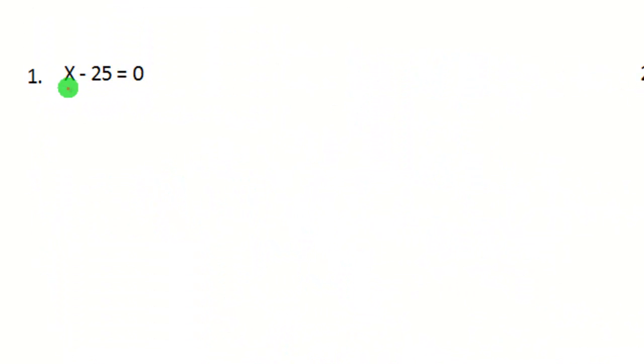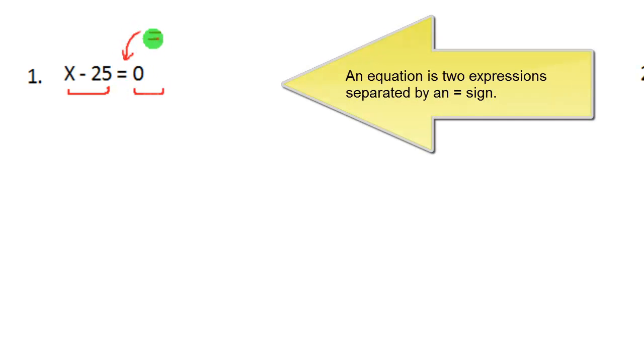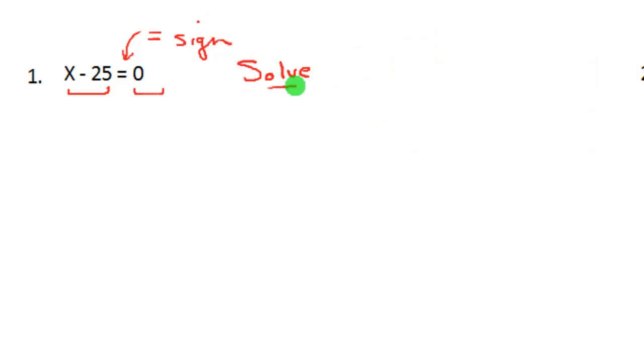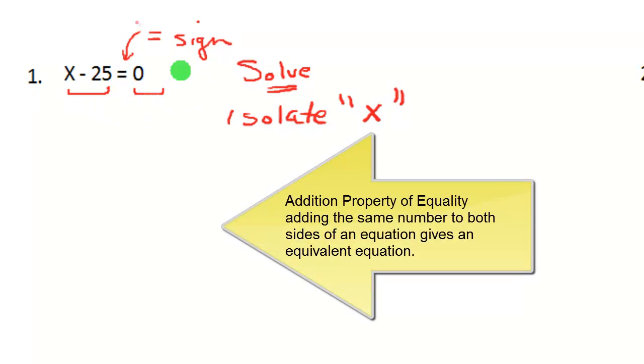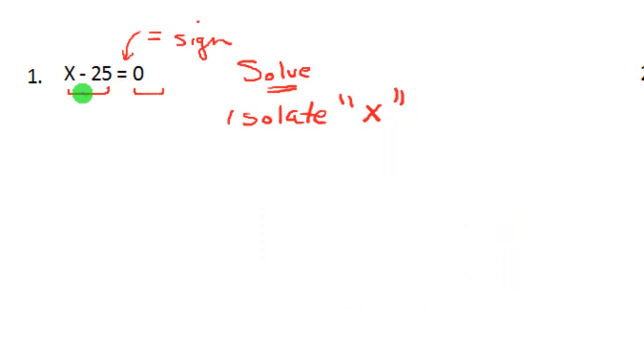So let's look at our first equation. Notice we have x minus 25 equals 0. So two algebraic expressions separated by an equal sign. We're going to solve for x. That means find the value of x that will make this equation true. And you're going to hear me talk about isolating the variable. So we're going to try to isolate x. We're going to use the addition property of equality, and that says that you can add the same number to both sides of an equation and you will have an equivalent equation. So that's a legal move, to add the same number to both sides of the equation.